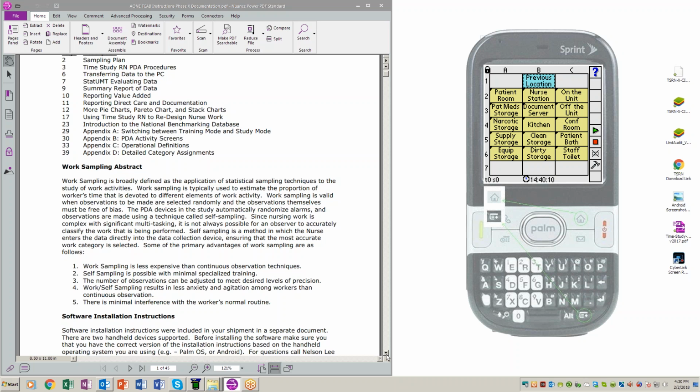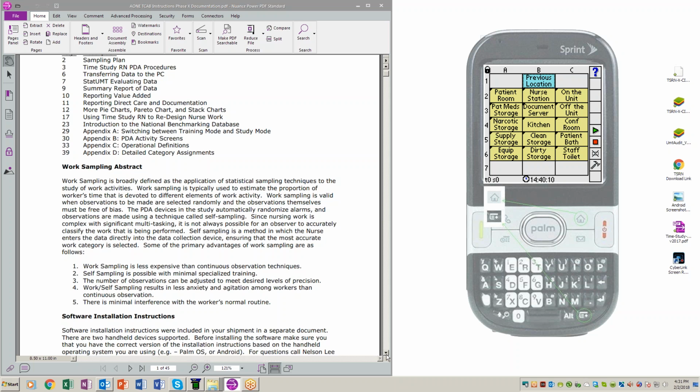TimeStudyRN uses the Palm Central PDA, which has been optimized for data collection in nursing and has been field tested at hundreds of hospitals. Nurses carry a PDA throughout their shift and enter data into the device when the PDA alarms. The randomized alarm frequency is between 10 minutes and 54 minutes, and nurses will not be able to predict when the PDA will alarm next. The average alarm frequency is once every 26 minutes.